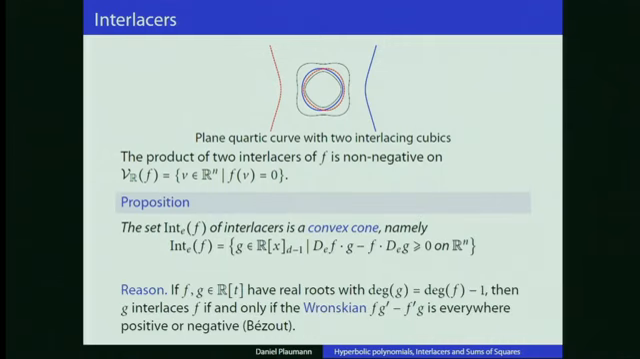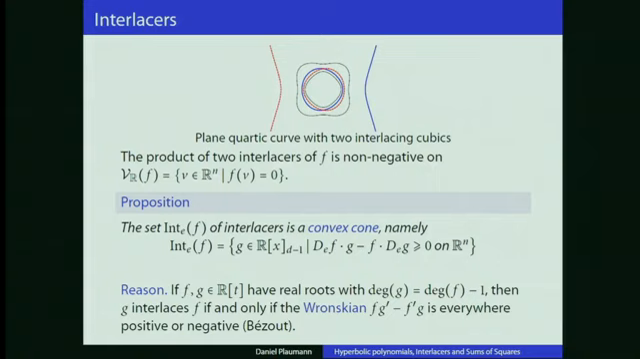And what you can show, in fact, is the following. You can show that the set of interlacers for fixed f, the set of all interlacing polynomials, is in fact a convex cone, and it has an explicit description. You look at this expression here: the derivative of f in direction e multiplied by g, minus f times the derivative of g. And if this is non-negative, then g is an interlacer, and this is if and only if. So this condition characterizes the interlacers.